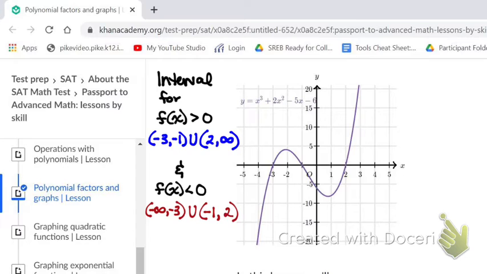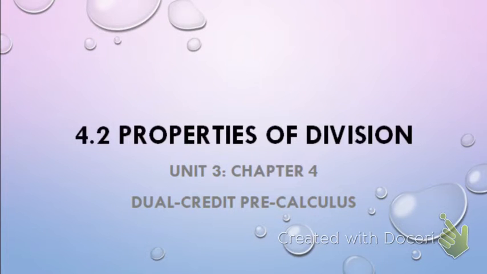All right, so from there we're going to pivot and jump into properties of division, 4.2.